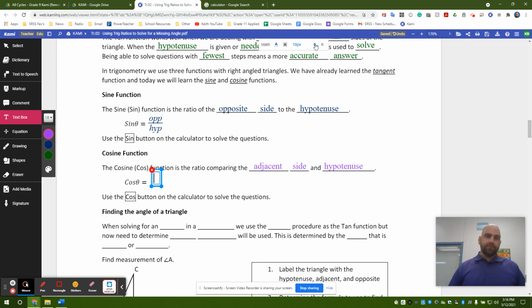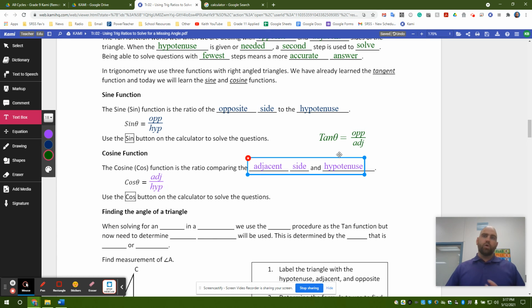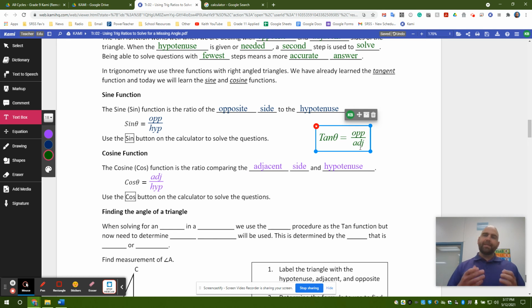All right, the cos function is the adjacent over the hypotenuse, and so that is our ratio that we're going to use. So sine is opposite over hypotenuse, cosine is adjacent over hypotenuse, and just to put it here on the side again so that we remember, tan is equal to opposite over adjacent. So those are our three functions, sine, cos, and tan, and with those we can find the angle for any right angle triangle that we have.